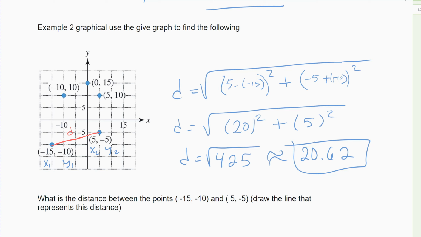Alright, so that's the distance formula, and we will be using it. And again, hopefully you've seen it before. Alright, but that's the distance formula. So I'm going to stop the video here and pick up midpoints in the next video.